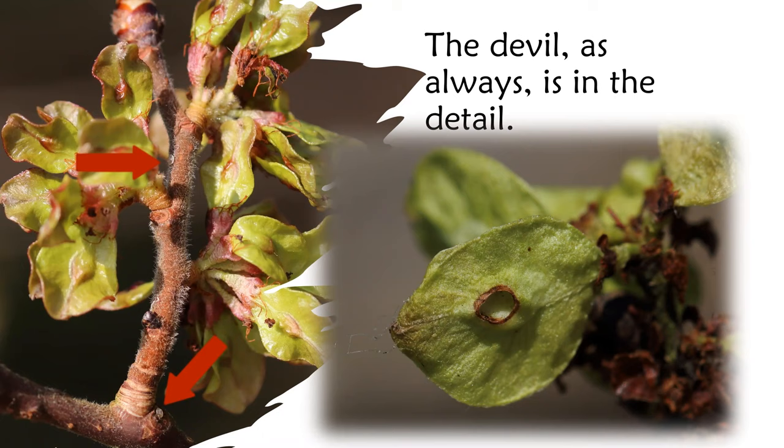On the left-hand side on this little branch, you can see two hatched eggs where the arrows are pointing, just to make that clear. Those are two hatched eggs. So the caterpillars will be dispatched somewhere in those seed pods and drooping flower heads. I couldn't find them, but I'm pretty sure they were there somewhere.